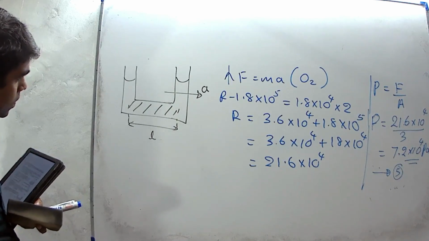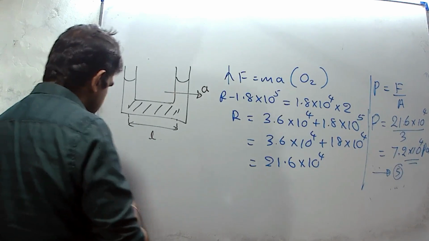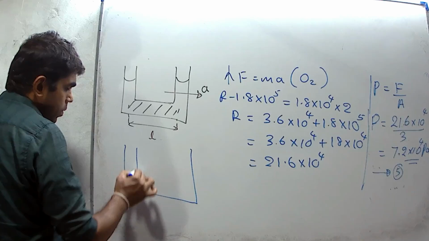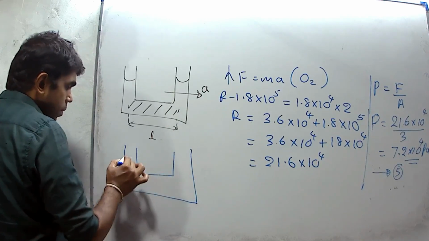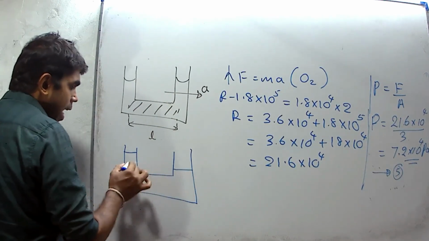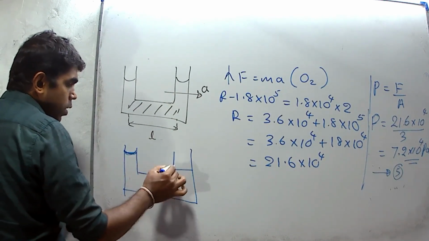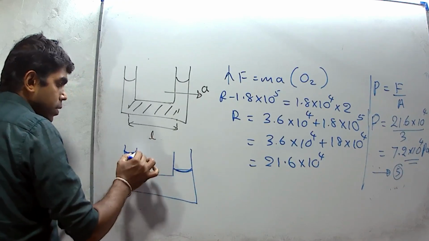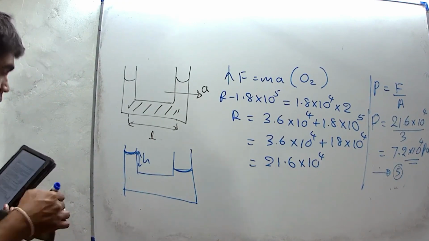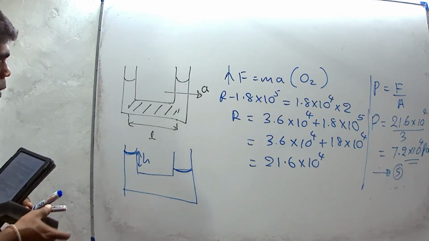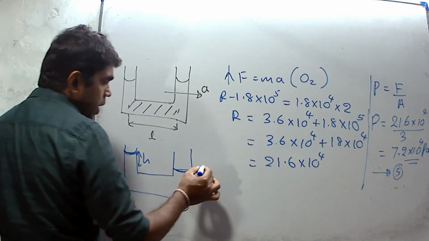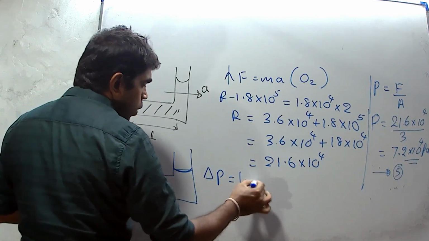It means we can consider the accelerating situation. When accelerating the system, this height should be less than this one. The height of this column should be greater than this one. There is a height difference. We have to find the height difference. Now, there is a pressure difference. We can consider the pressure difference h rho g.